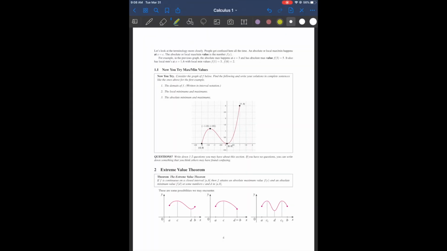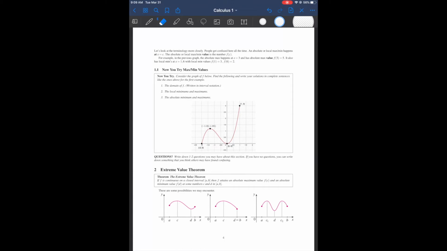Now that we know about local and absolute maxes and minimums, we can think to ourselves, okay, when can we guarantee that some of these values exist? So that leads us to this next section, which is the extreme value theorem section. This is an important theorem in mathematics, and it shows up here in calculus.